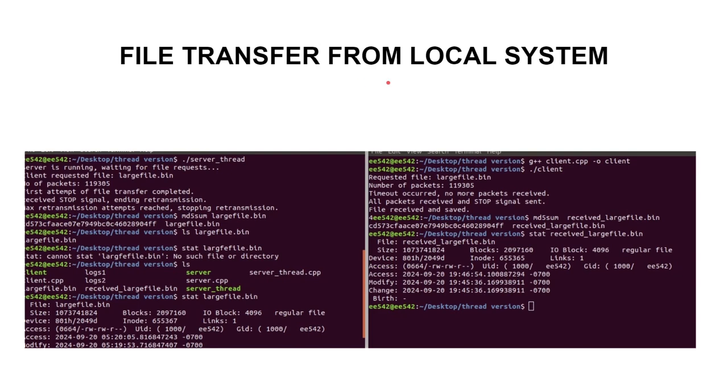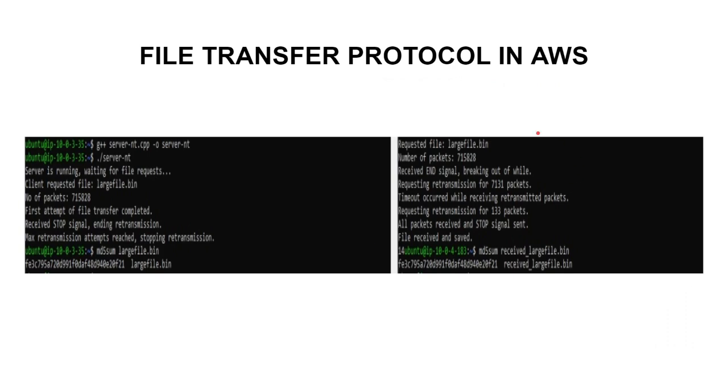So this is a file transfer from a local system. As you can see, it has received the file and this is the file size. So this is in AWS. We use MD5 sum to ensure the correct file is received at both ends.